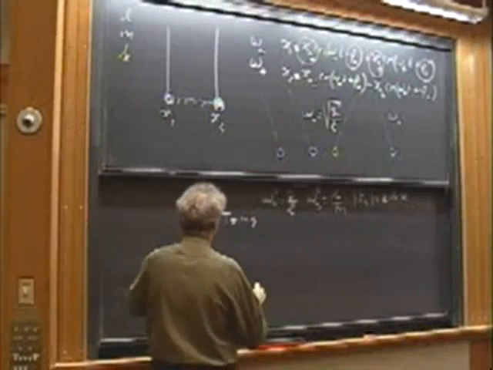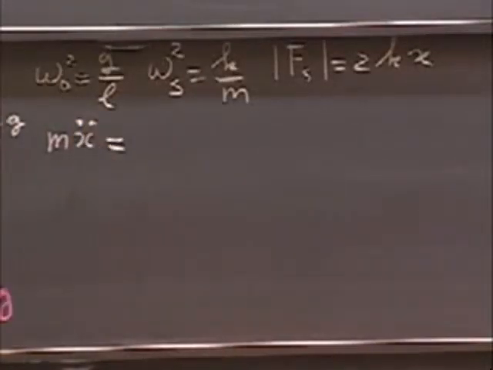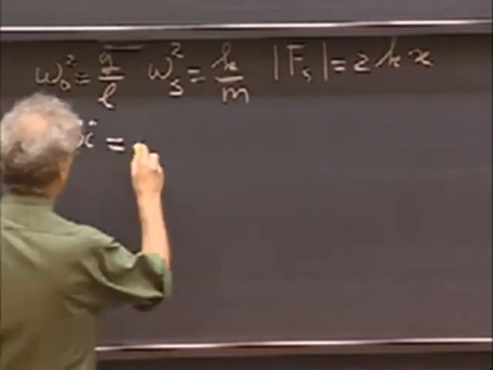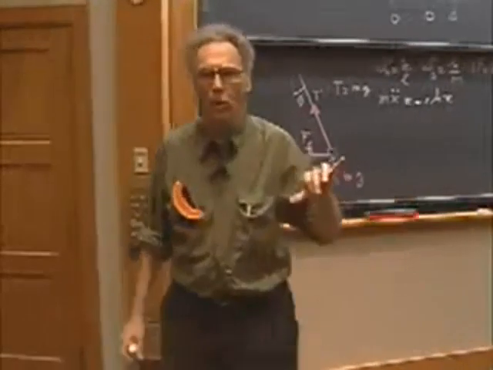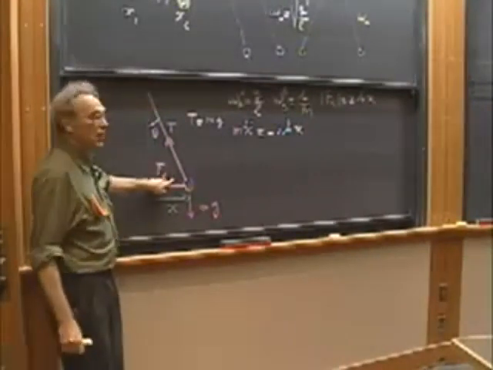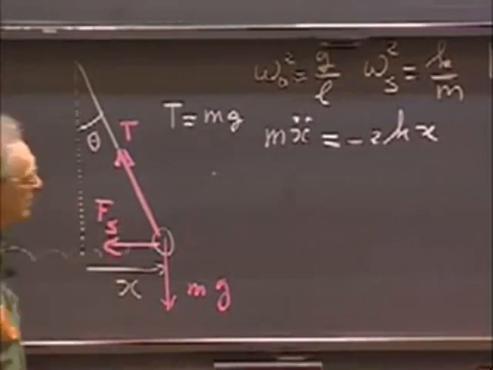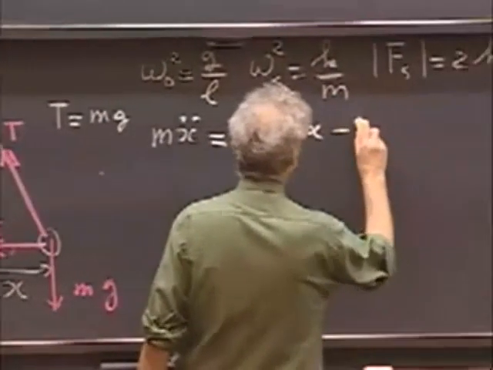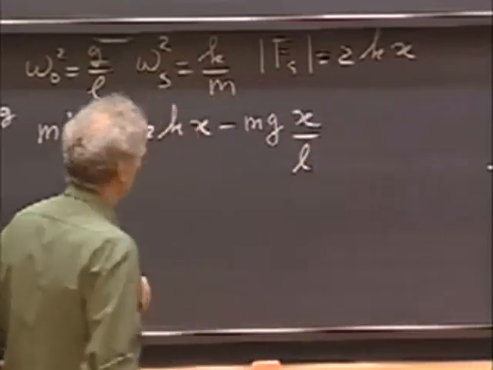So, Newton's second law: m x double dot equals. Now there are two forces that I have to take into account. First, the spring force, which is minus 2kx. And then I need the horizontal component of the tension. Remember, that's the only one that is important here, which is T sine theta, but T is mg, and sine theta is x divided by L, if L is the length of the pendulum. So we get minus T, which is mg, times the sine of theta, which is x divided by L.